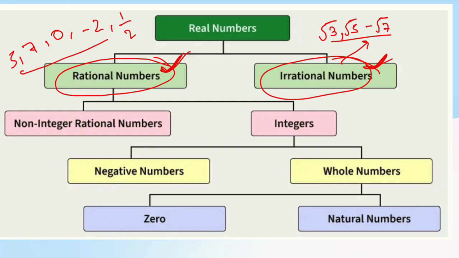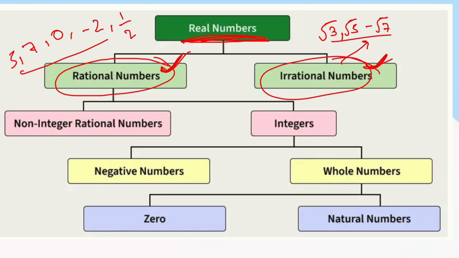Root 3, root 5, root 7. The combination of all these types of numbers is known as the real numbers. Now you may say, ma'am, whatever numbers we can think of, you have given us all the numbers, then why are they real numbers? Why not numbers only?